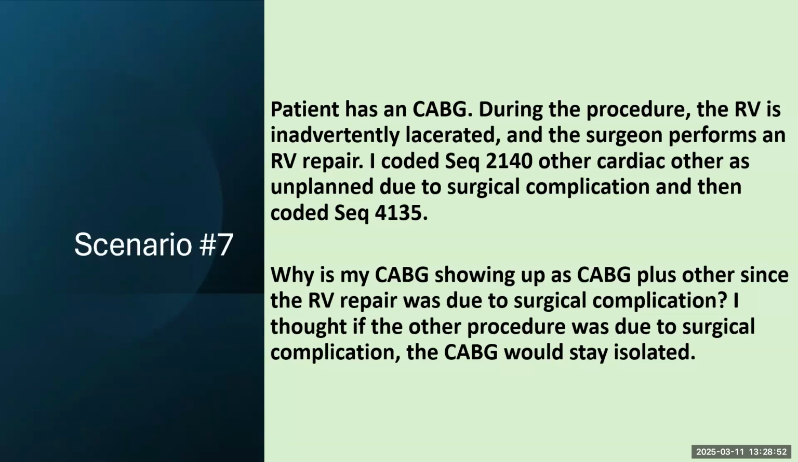Patient has a CAB. During the procedure, the RV is inadvertently lacerated, and the surgeon performs an RV repair. I coded sequence 2140 as other cardiac other as unplanned due to surgical complication, and then I coded sequence 4135, which is other cardiac other. Why is my CAB showing up as a CAB plus other since the RV repair was due to surgical complication? I thought if the other procedure was due to surgical complication, the CAB would stay isolated. It's a very logical question. Very good question.